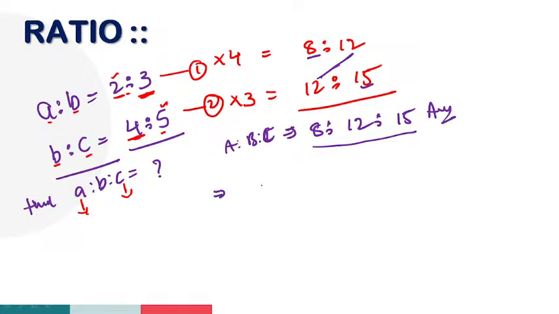So the given problem here: A is to B is 2 is to 3, and next B is to C, leave the value, and C is to D is 4 is to 5. I'm going to the second method here.